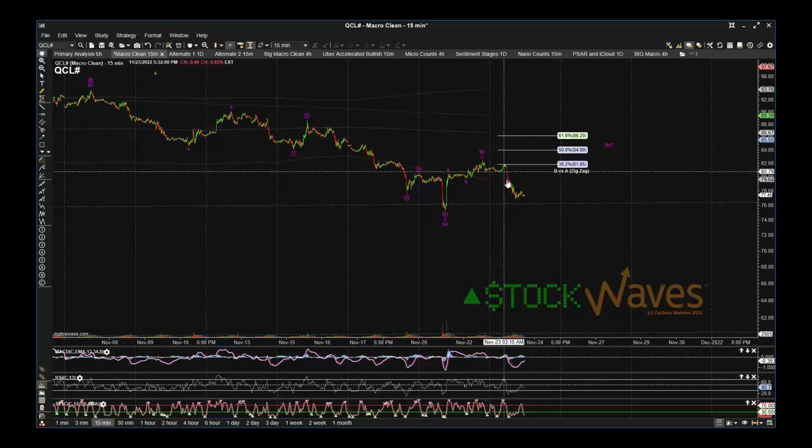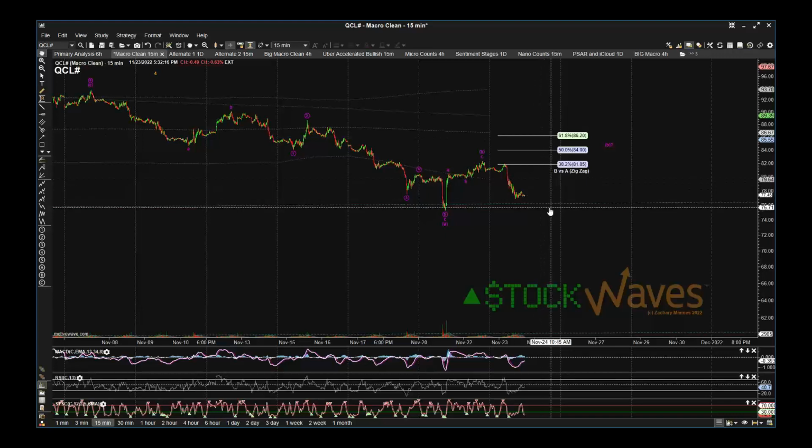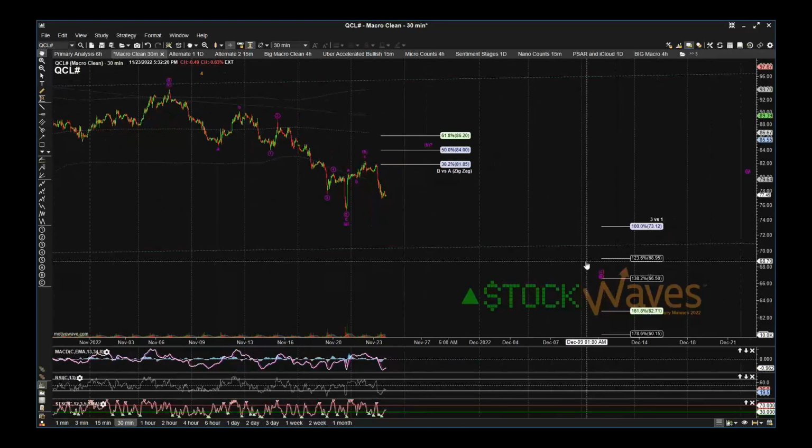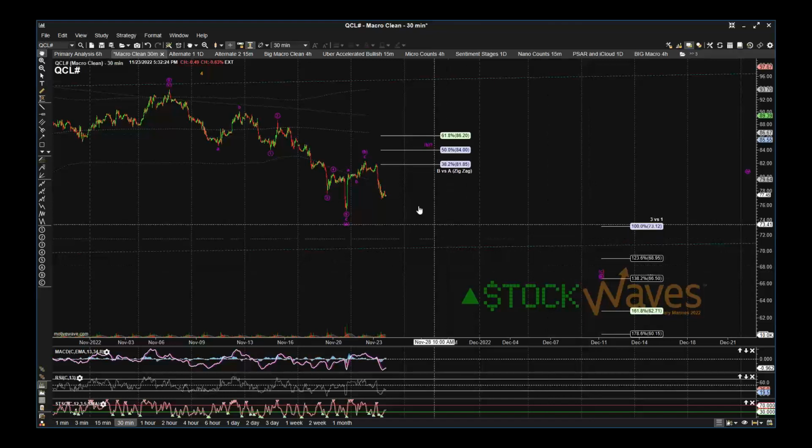But you could possibly count this as 5 waves down now. So if this only bounces up towards the 79.50 to 80 region and then starts to drop again, could be making more of a beeline towards the 60s, at least the lower 70 region.